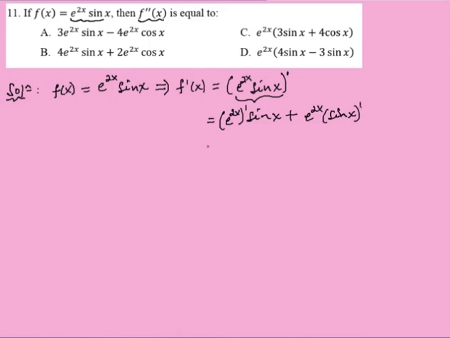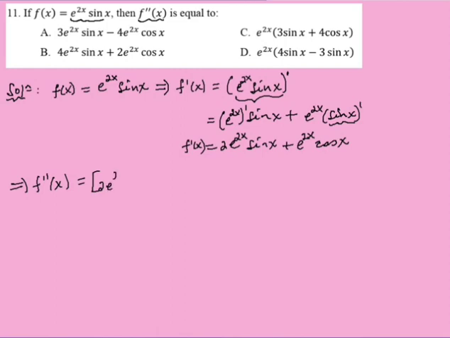So the derivative of e to the power of 2x is 2 times e to the power of 2x, times sine x, plus e to the power of 2x, and the derivative of sine x is cos x. So this is the first derivative. Now we can obtain the second derivative from the first derivative. Taking the derivative of the first derivative will give us the second derivative of the function.